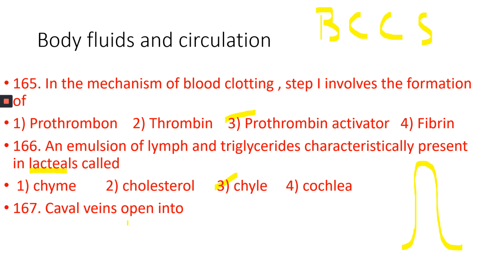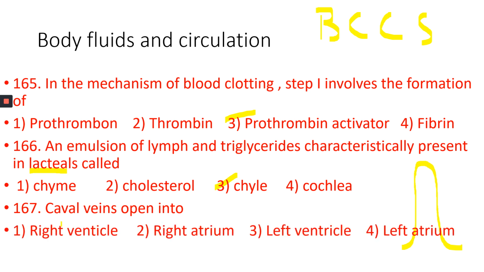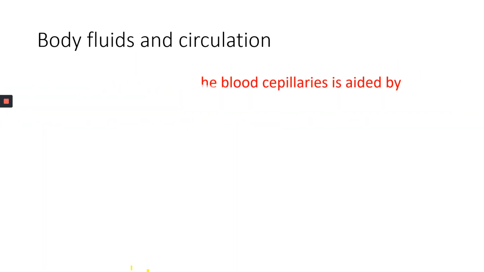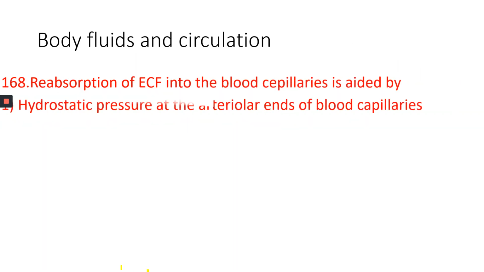Next, caval veins open into precaval veins, superior vena cava, inferior vena cava, precaval vein, postcaval vein. Where do they open into? Okay, the caval veins open into the right atrium. They bring deoxygenated blood.